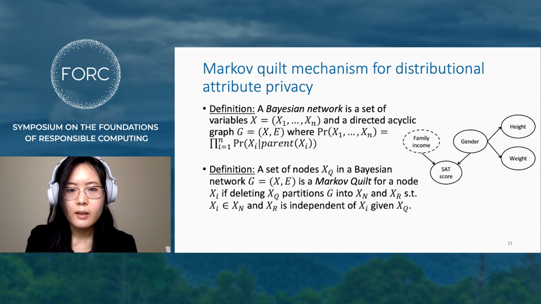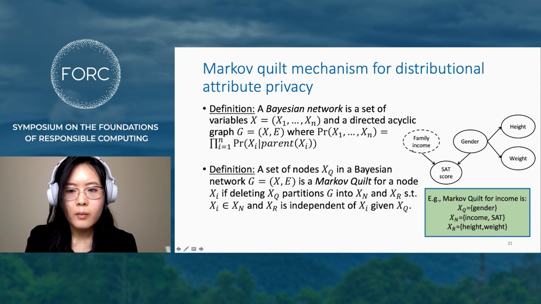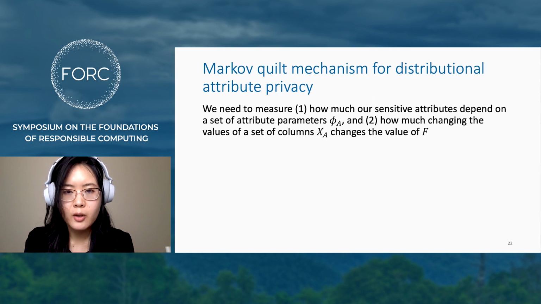For example, in this Bayesian network, for the family income, when we use gender as a Markov quilt, then the income and the SAT score would be the nearby attributes, and the height and the weight would be the remote attributes. Then we need to measure how much our sensitive attribute depends on a set of attribute parameters phi_A, and how much changing the value of a set of columns X_A changes the value of f.